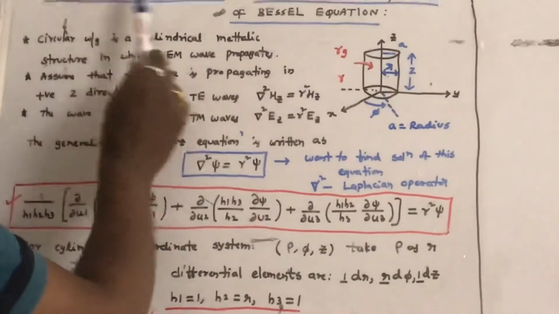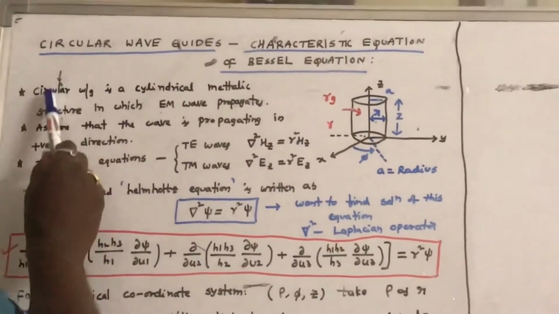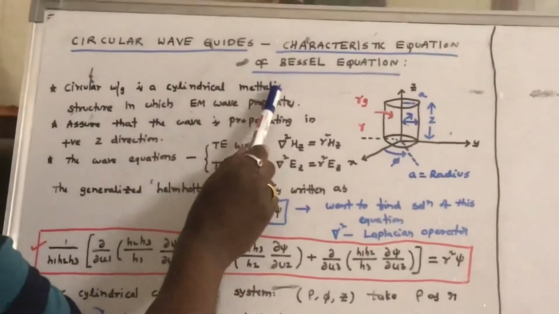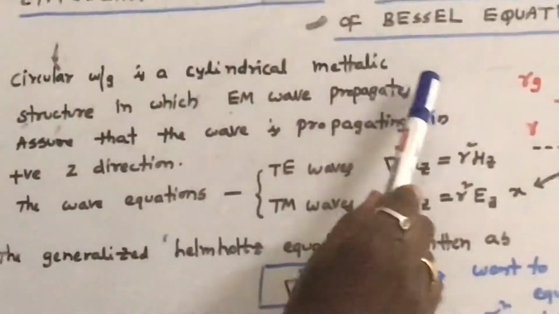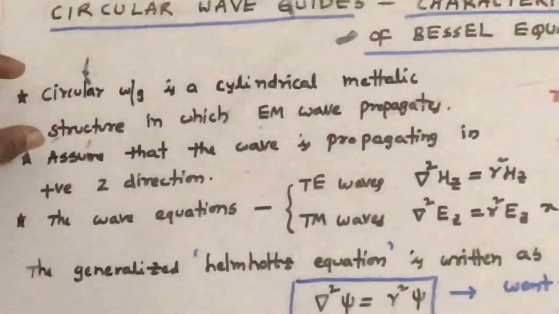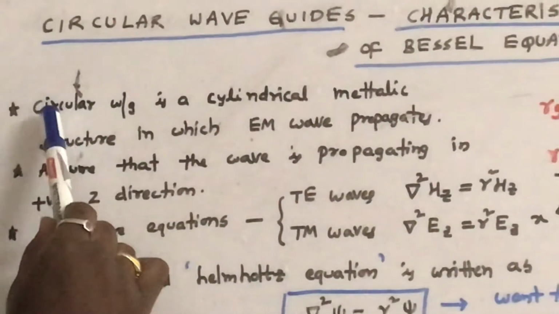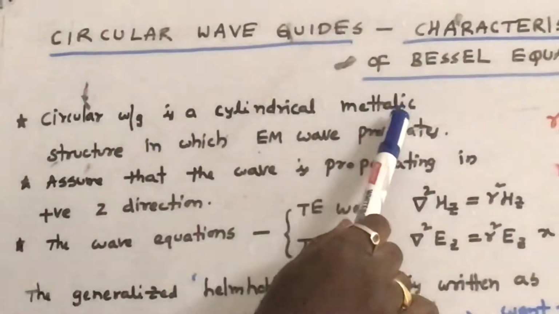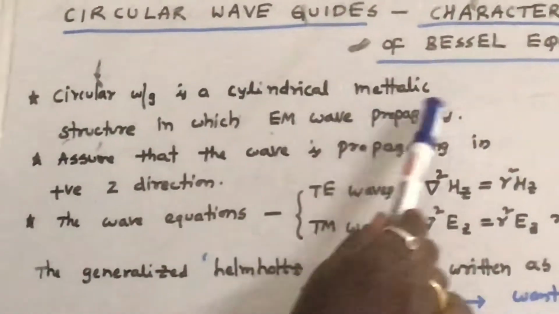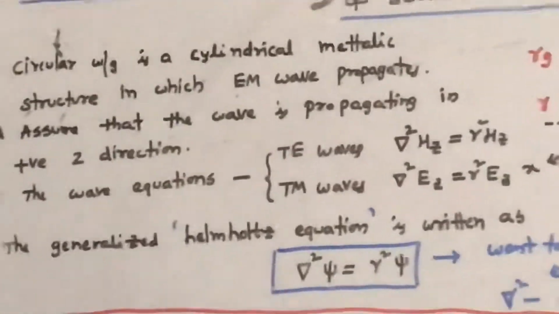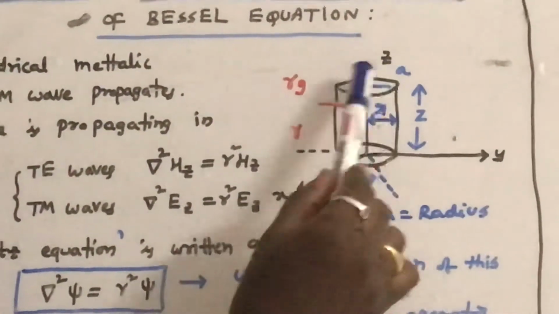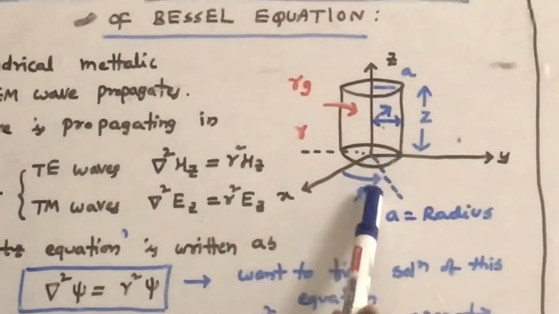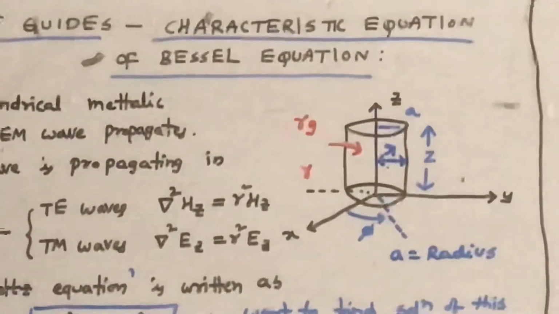So what is a circular waveguide? The circular waveguide is a cylindrical metallic tube or structure in which the electromagnetic wave propagates. It is a very simple definition. Suppose this is the circular waveguide. The axis of the circular waveguide is along the z axis.